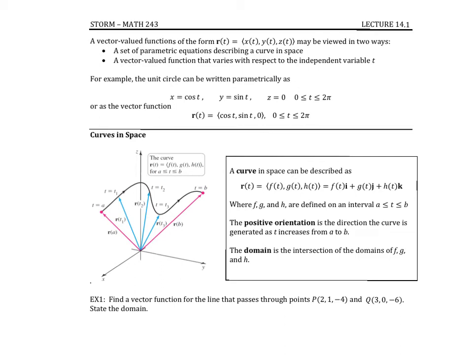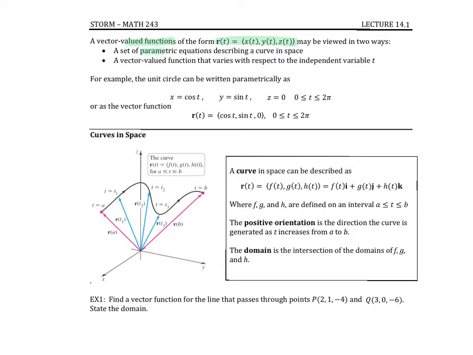In chapter 14, we're going to start talking about vector valued functions. So much of this will be similar to what we talked about before, but instead of talking about vector equations, we're now going to talk about vector functions. When we talk about a vector valued function, it would be r of t equal to components x of t, y of t, z of t. We view it in two different ways.